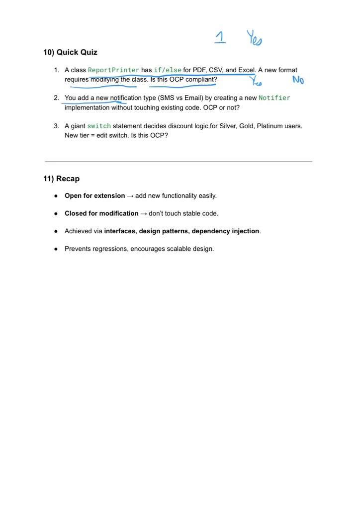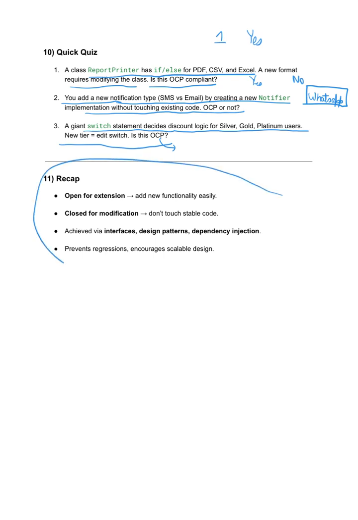You add a new notification type, SMS, email, by creating a new notifier implementation without touching existing code. Does it follow OCP or not? Let's say you want to add a new notification, WhatsApp, and you are not required to modify the previous implementation. Does it follow OCP or not? That is the question. Third, a giant switch statement decides discount logic for silver, gold, platinum users. A new tier, you need to add it to the switch statement. Does it follow OCP or not? Write in the comment section.